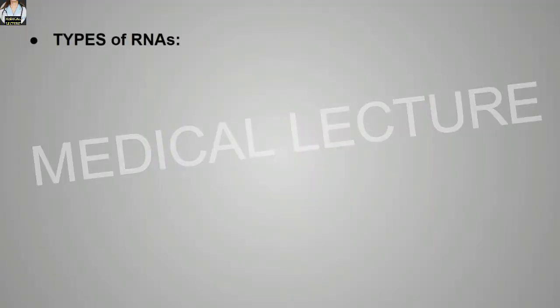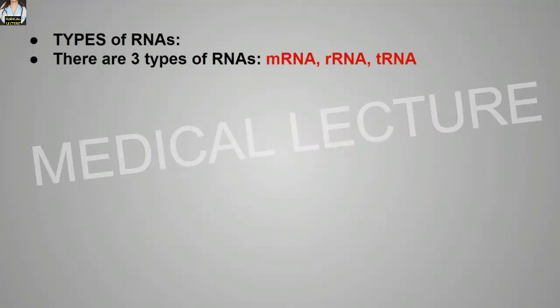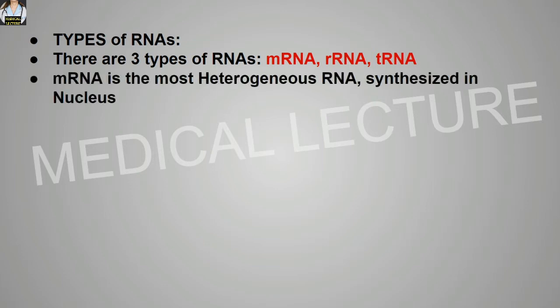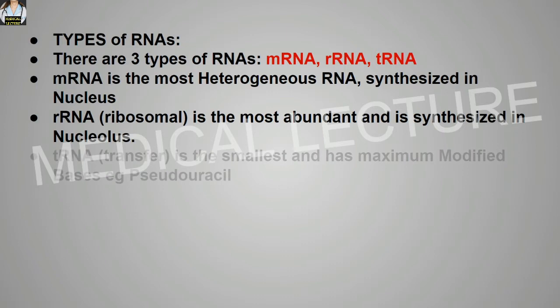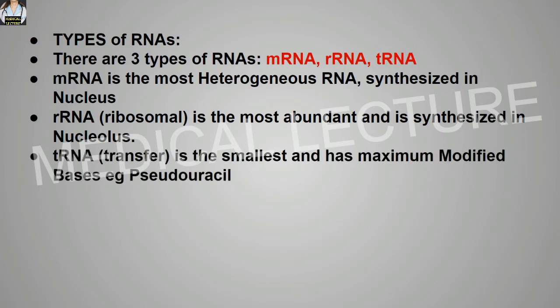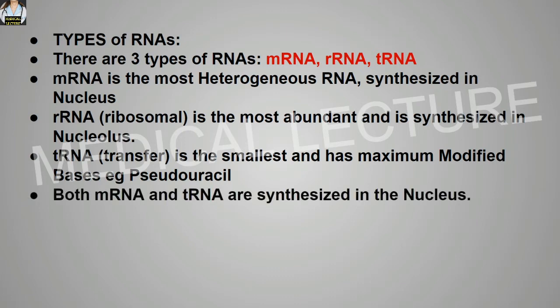Now the types of RNAs. We have basically three types of RNAs: the mRNA, that means messenger RNA, rRNA or ribosomal RNA, and tRNA or transfer RNA. Now first, the mRNA. mRNA is the most heterogeneous RNA synthesized in the nucleus. Ribosomal RNA is the most abundant RNA and is synthesized in the nucleolus, while the tRNA is the smallest one and has maximum modified bases, for example, pseudouracil. So remember, both mRNA and tRNA are synthesized in the nucleus, while the rRNA is synthesized in the nucleolus.